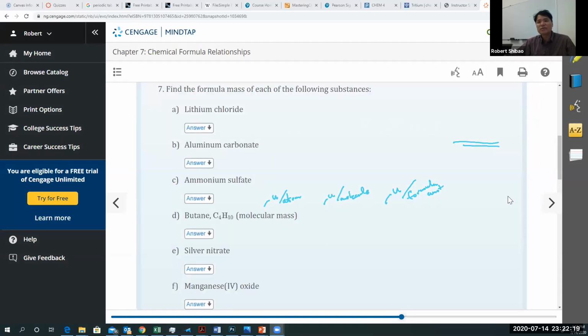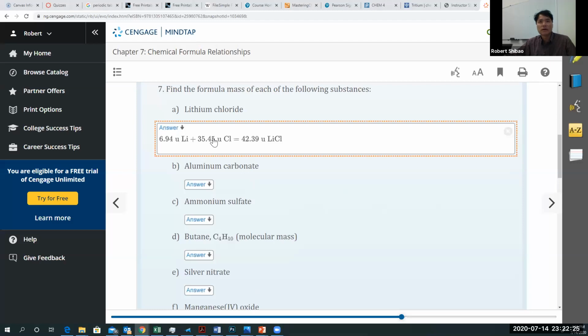So this one, we just want to see. We just look up lithium on the periodic table and chlorine. Chlorine's 35.45. Lithium, look it up on the periodic table, 6.94. These are numbers from the periodic table, add them together. Lithium chloride is LiCl.